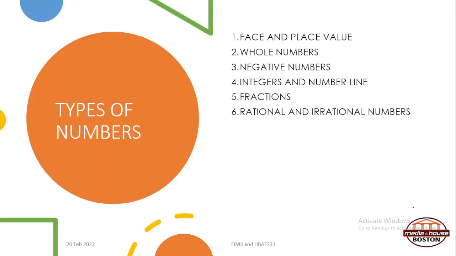So we've got types of numbers that we are going to work with for this whole current semester. We need to understand all these kinds of numbers and how they have an impact on us performing our calculations. We've got the face value and place value, which is the first type of number we're going to take a look into. And then we've got the whole numbers, the negative numbers, integers and the number line, fractions, and rational and irrational numbers.